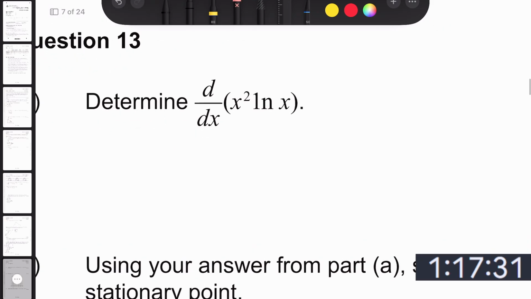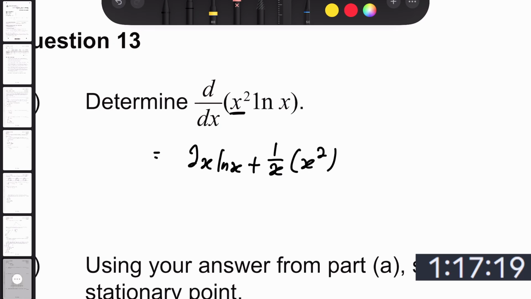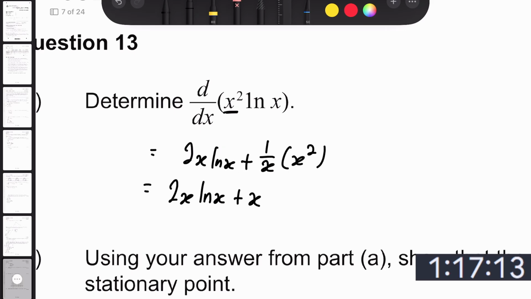Determine d/dx of x squared ln x. Okay, product rule. So the first bit is going to be 2x times that by ln of x. The next bit is going to be 1 over x times x squared. So this gets 2x ln of x plus x.